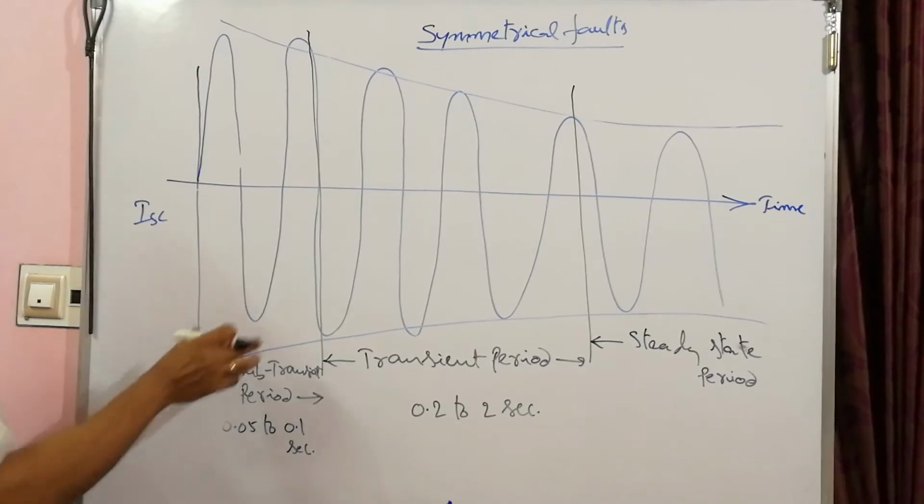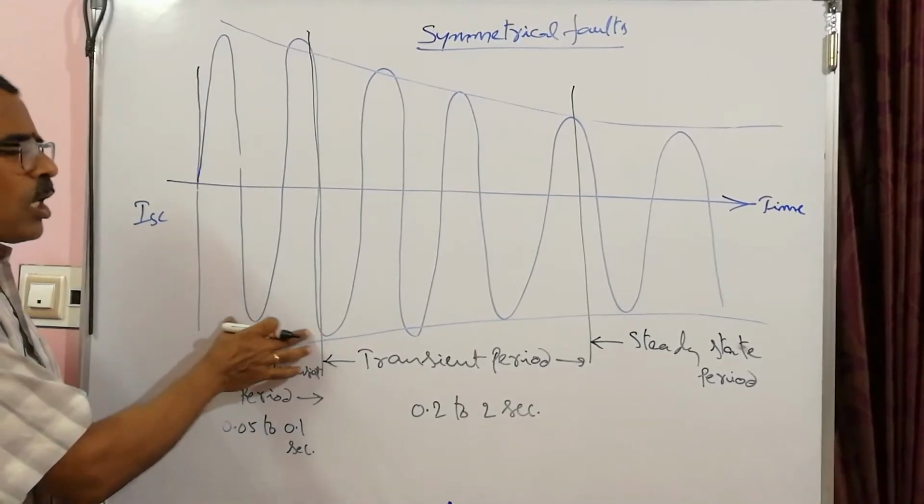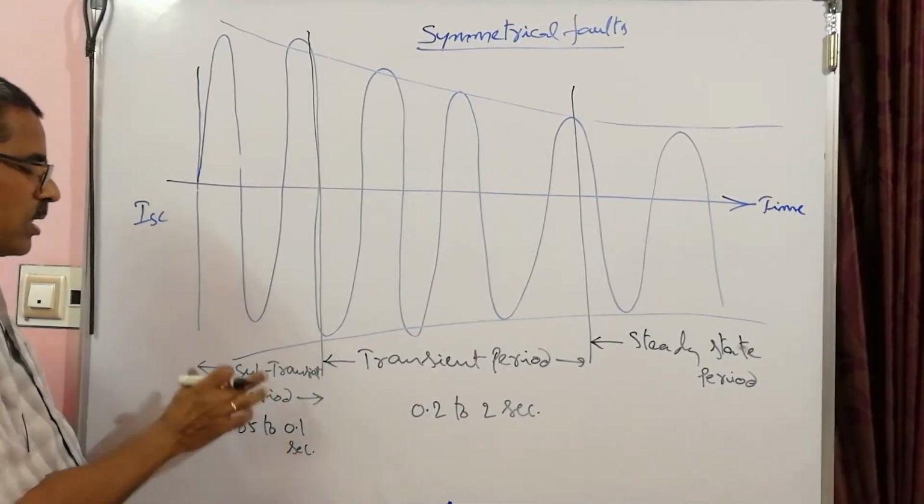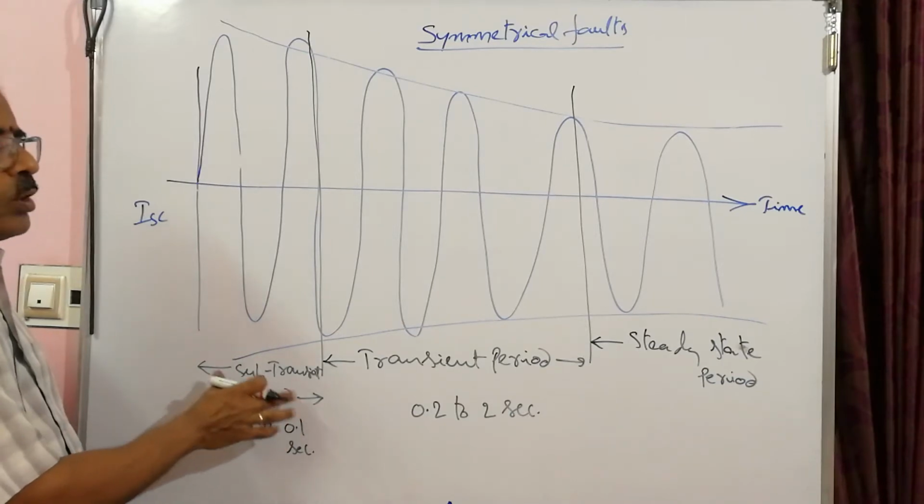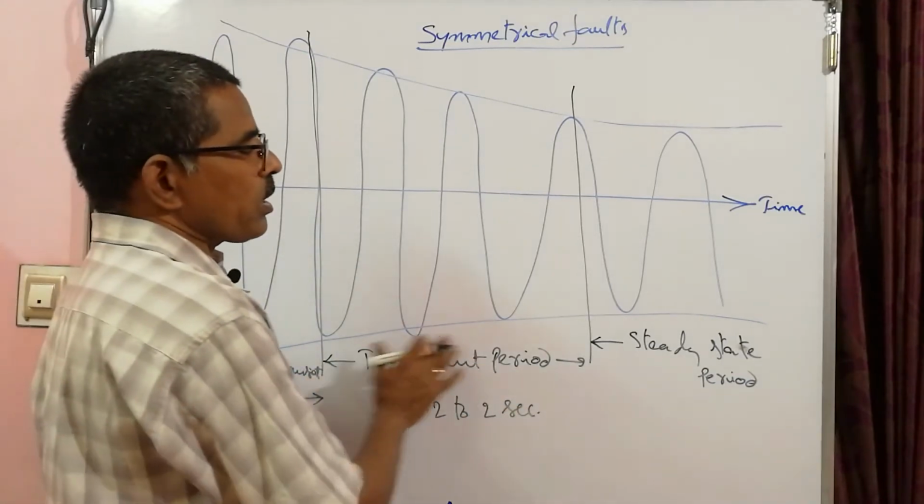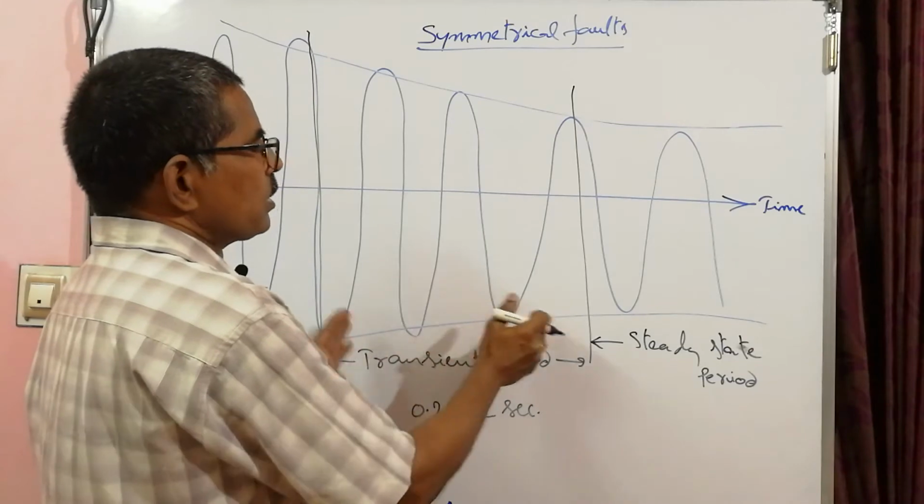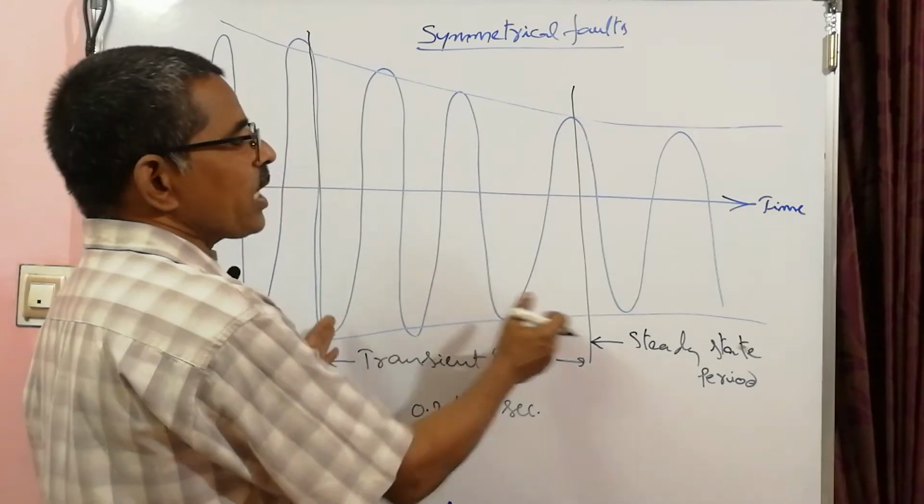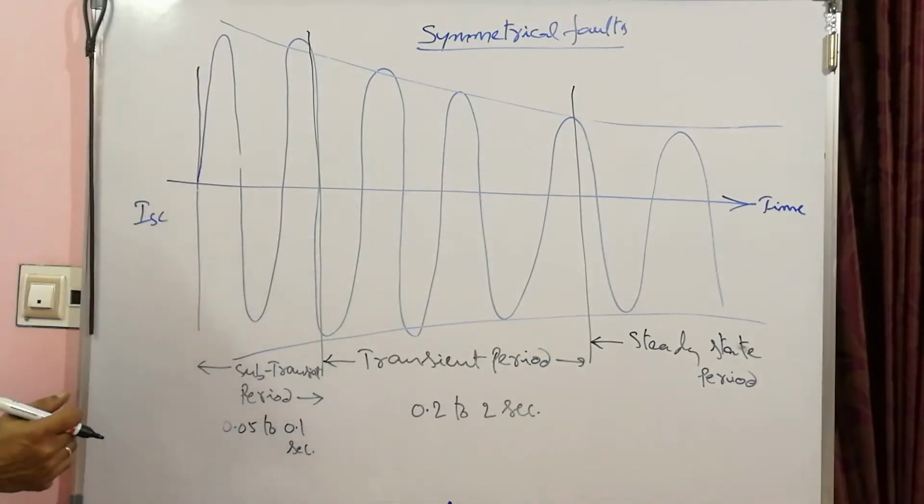So, you can see only about 1 or 2 cycles of time for the subtransient period, and the transient period may be about 6 to 7 or 8 cycles of time you can see, and steady state is the leftover time where it is constant.